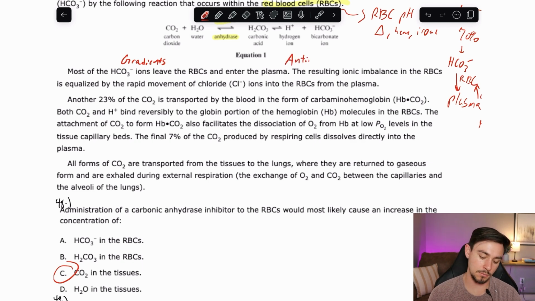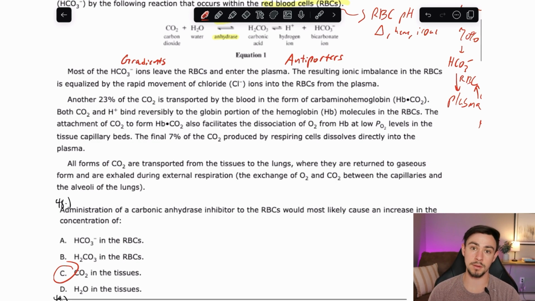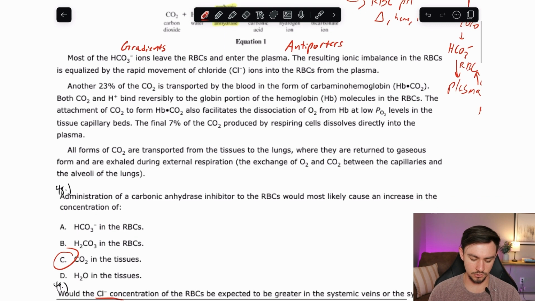It makes me think of antiporters, right? The proteins that allow the exit of one chemical or molecule and the entrance of another. So that's going to go on my paper. All this is reading in between the lines, right?